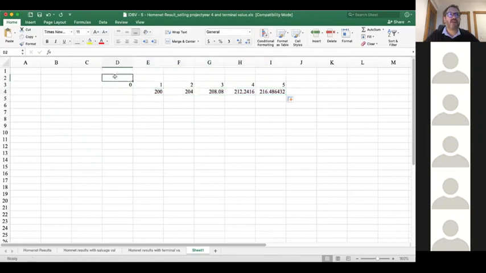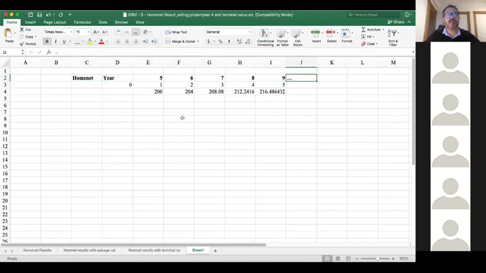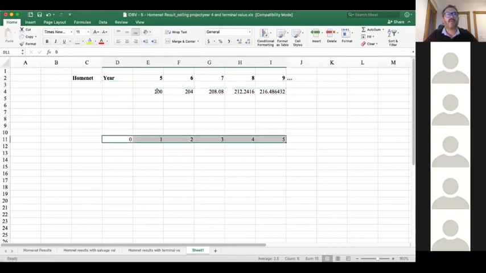Okay, so in our case, the years are 5, 6, 7, 8, 9, and so on. This is what we have in HomeNet. We consider that we have this year 5. So year 5 we have 200, year 6 we have 204, year 7 we have 208, and so on and so on.